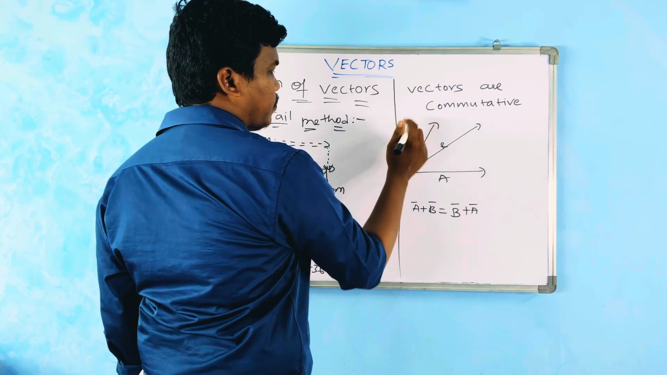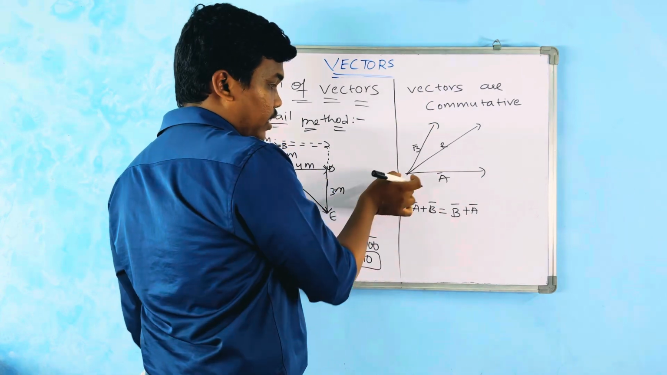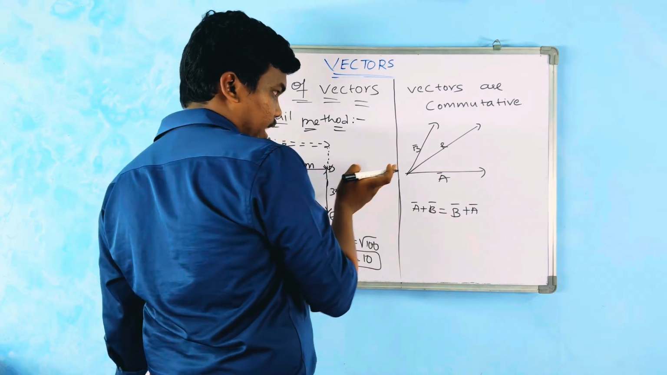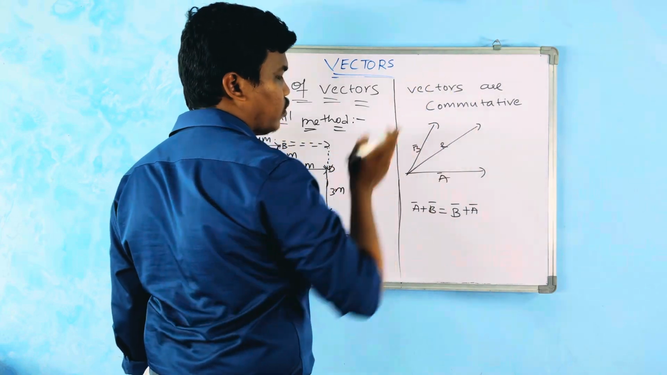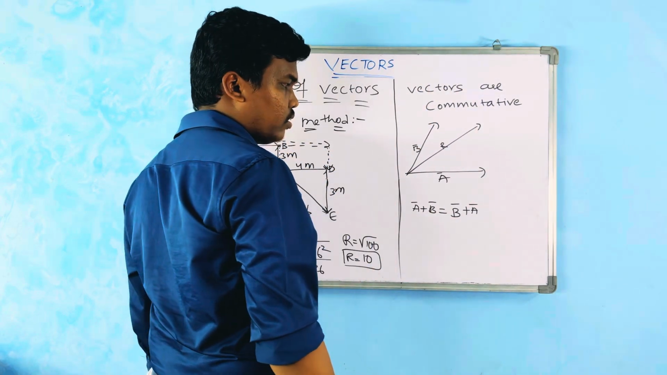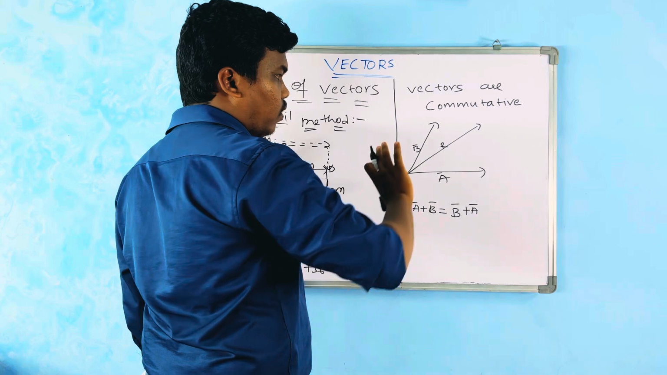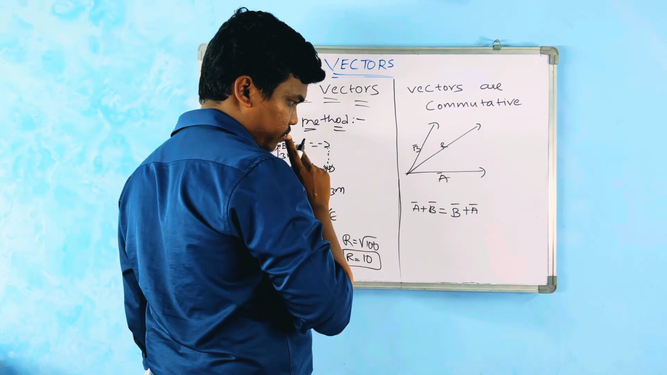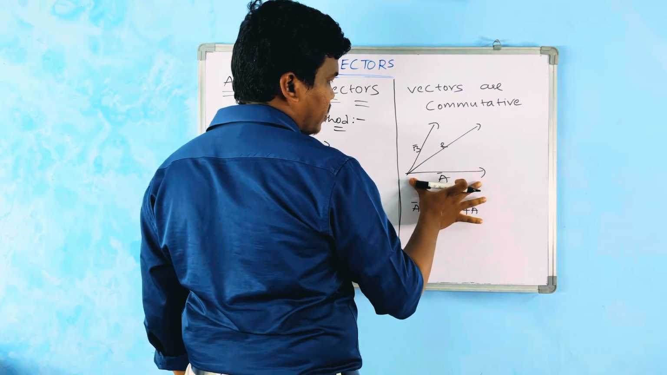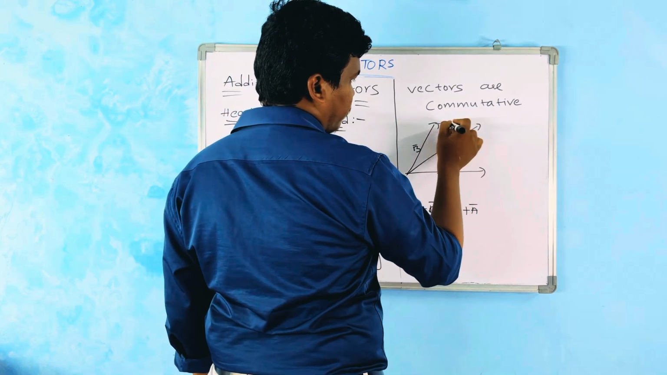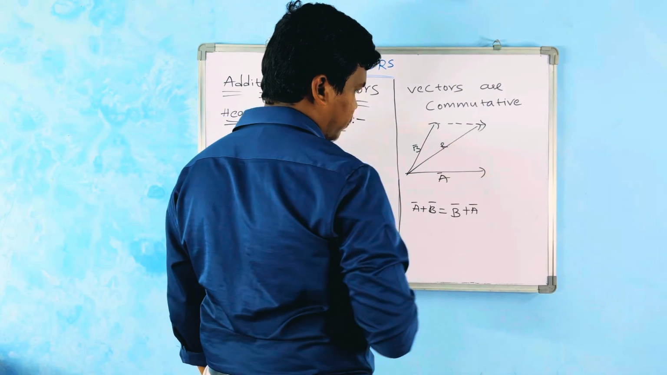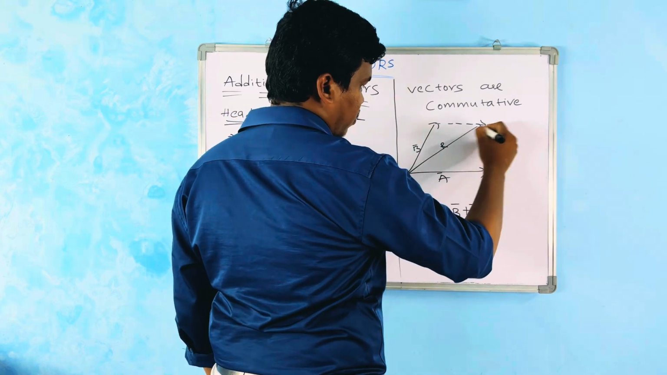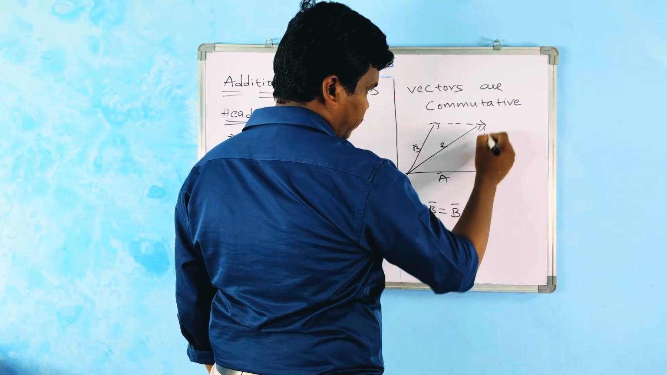Here it is B bar, it is A bar. The tails of the 2 are joined and it is the resultant of 2 vectors. Is it commutative or not? How can we find? I am going to shift this A bar to here. That means it comes here. B bar to here. That means it comes here.